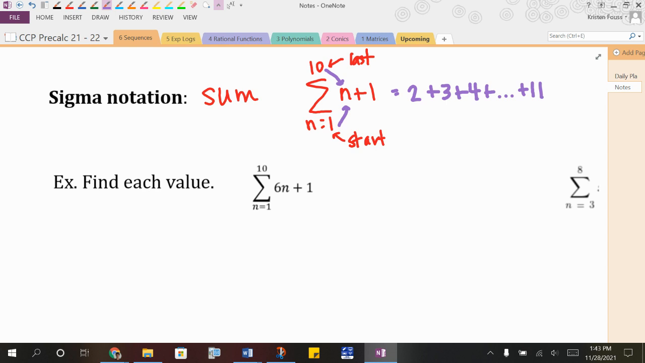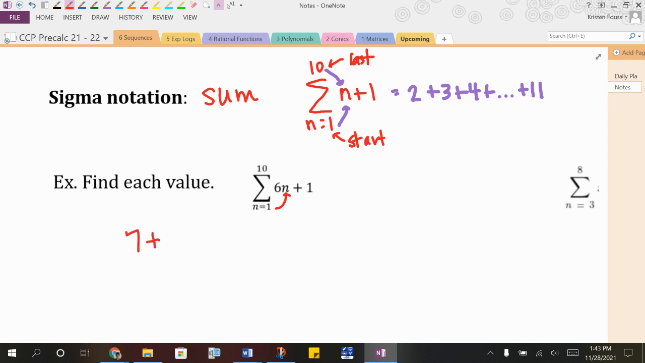Okay, so when it says find each value, and I've got it in sigma notation, n equals 1 to 10. I don't know why I chose 1 to 10. Oh well. Of 6n plus 1. Again, I'm going to start by plugging in the number 1 to find my first term. So my first term is 6 times 1 plus 1, which would be 7. And then I'm going to plug in the number 2.